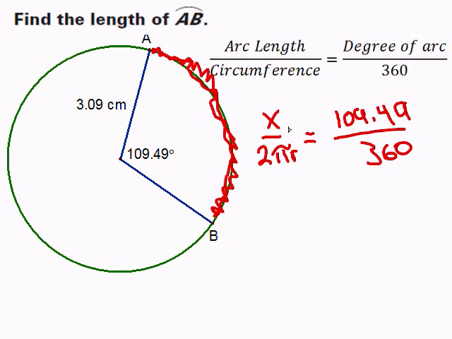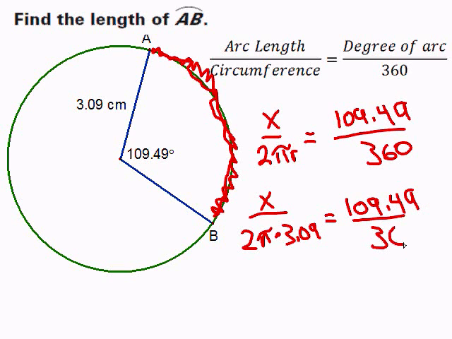Now we still have too many variables. We have an x and an r. If we can find either one of those, we can set up a proportion that we can solve by cross multiplying. So do we know the x or do we know the r, standing for the radius? Well, we do know the r. The r is 3.09 centimeters. So I'm going to write x over 2 pi times 3.09 is equal to 109.49 over 360 degrees.